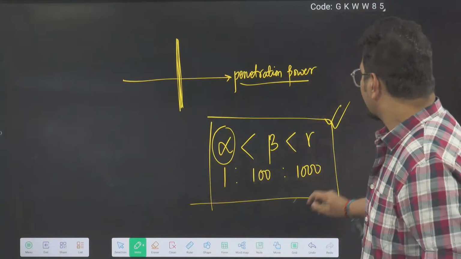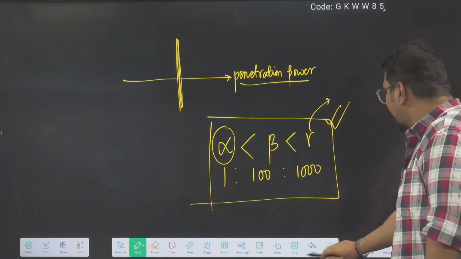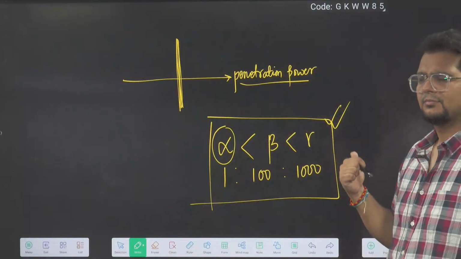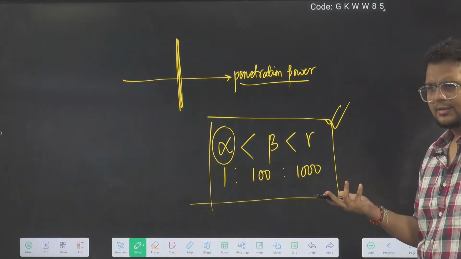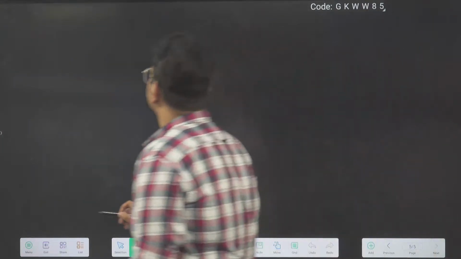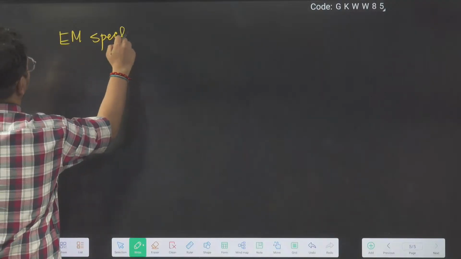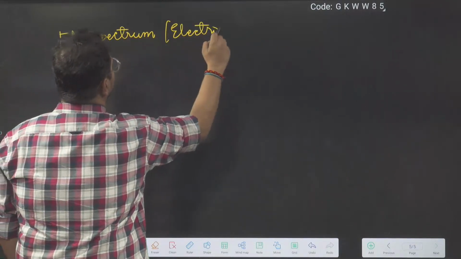Gamma, EM radiation, has one more friend also. I will talk about that. But can I go to the next page? EM spectrum. That is electromagnetic spectrum.